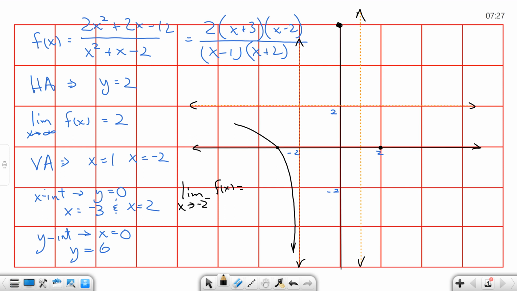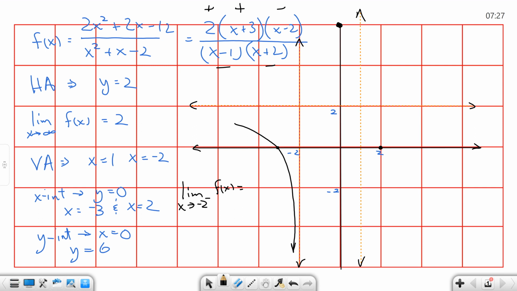Okay, so if I go back to the original function, what happens if I put a number a little bit smaller than -2? So if I put in, let's say, -2.1. If I put -2.1 in here, that number is going to stay positive because it's a number. -2.1 here will give me a negative number. -2.1 there will give me a positive number.